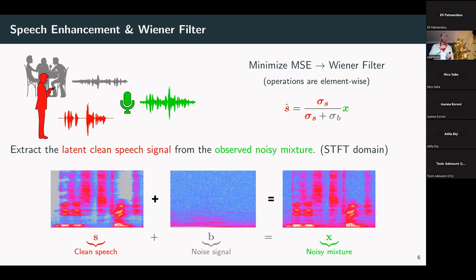This makes a lot of sense because if the noise is much more powerful than the speech, then we rather say that we have absolutely no idea and we output a zero. So this final filtering is very intuitive, and as I said, we will find similar expressions in the following. So please just keep it in mind for the first half of the talk.